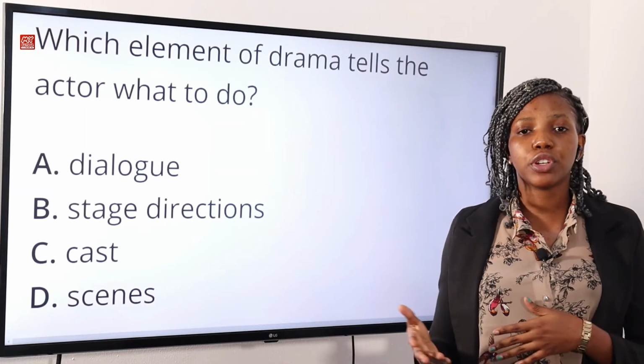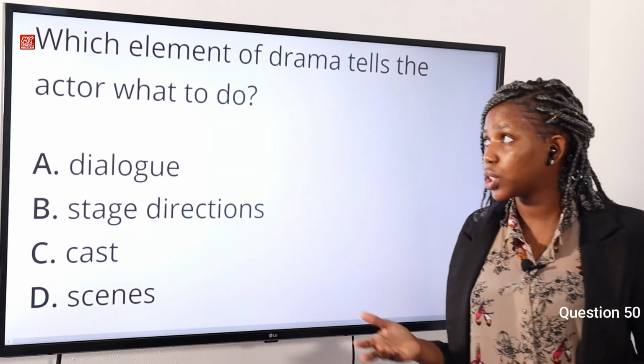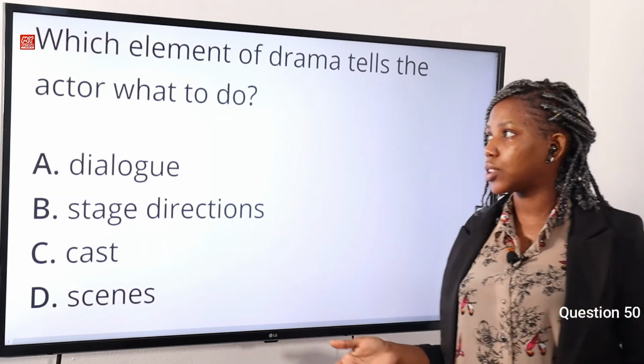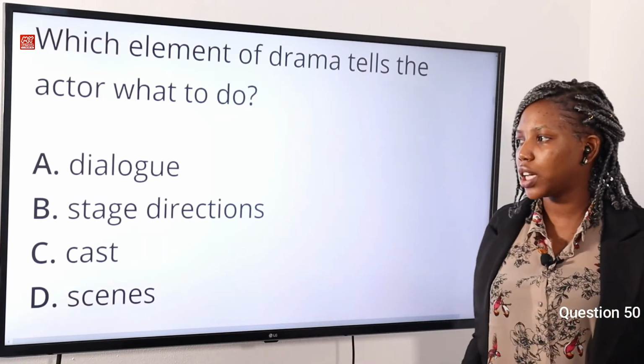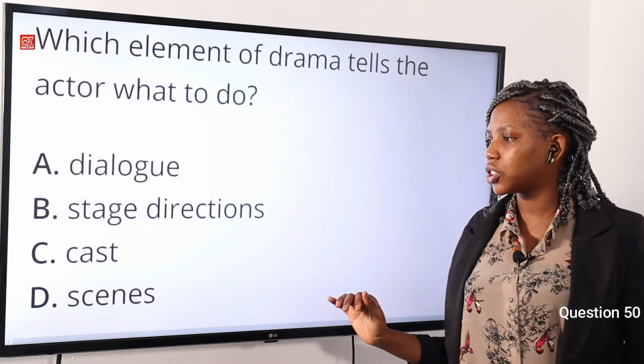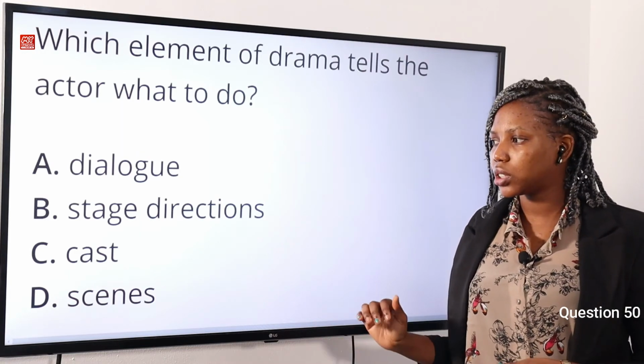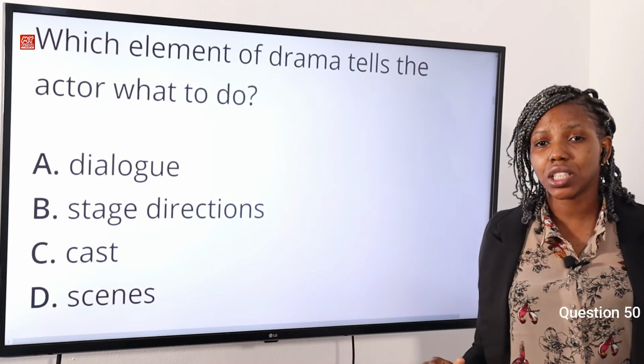Now, moving on to question 50. Which element of drama tells the actor what to do? Option A, dialogue. Option B, stage directions. Option C, cast. Option D, scenes. The answer to this question is stage directions.